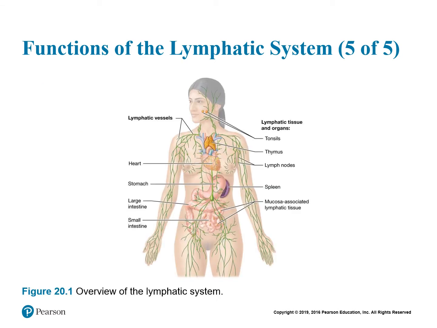So here we have an image of the body with some of the vessels and some of the organs. Again, you have tonsils right there. You have the thymus right here, spleen, and then you have a ton of nodes everywhere.